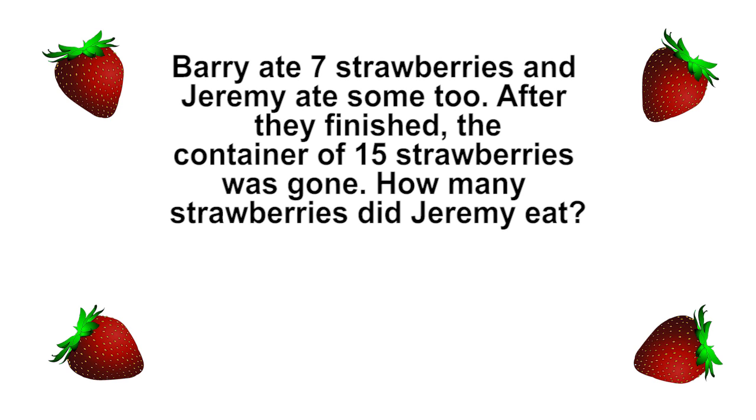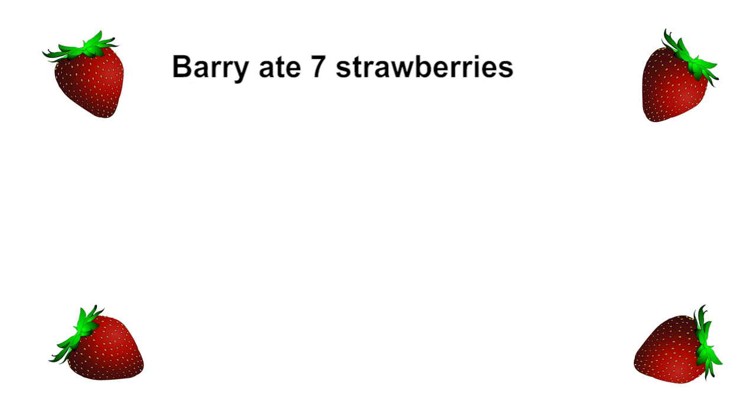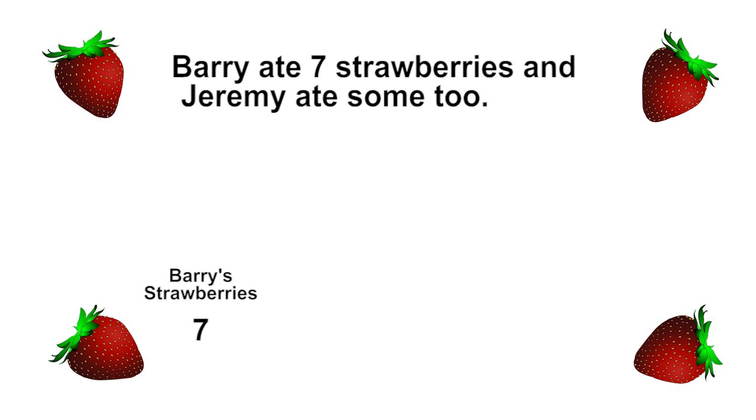To understand this word problem, let's create an equation. We will reread the problem only a few words at a time. Barry ate 7 strawberries. This first part provides some information for our equation. We know the number of strawberries that Barry ate, 7. And Jeremy ate some too. We don't know how many strawberries Jeremy ate, but we know he ate some amount of them. We will represent this with the phrase Jeremy's strawberries.